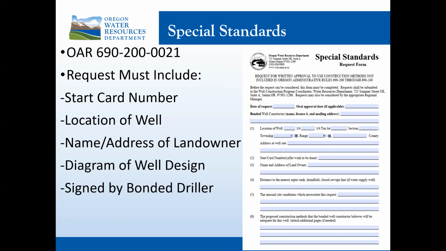And so this is really regarding site-specific conditions for new wells, repair to wells, abandonment of wells that can't meet the standards stipulated in rule, but an alternate method will provide a similar protection. So again, special standards are described in OAR 690-200-0021, and a request for special standards must include the start card number, the location of the well, name and address of the landowner, a diagram of the well design, and be signed by the licensed bonded well driller.